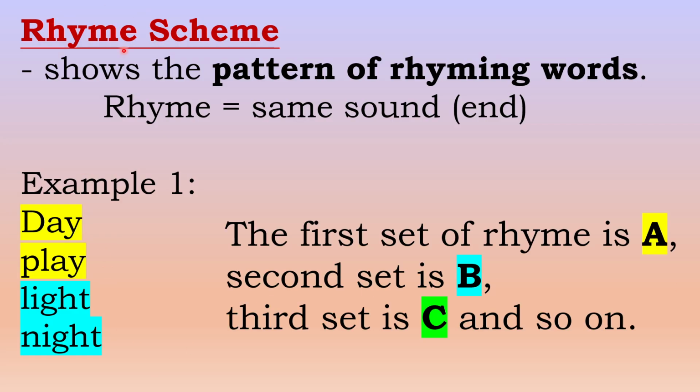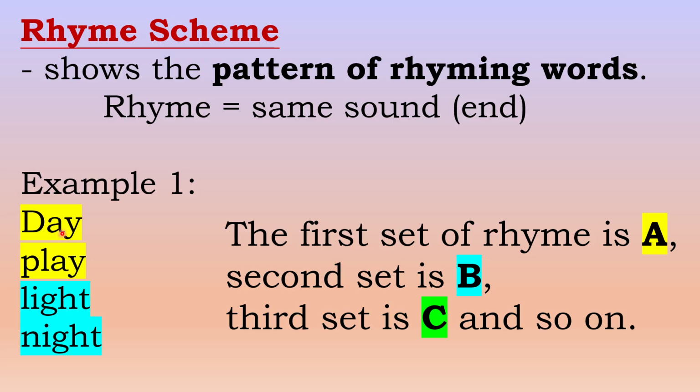So when we have a rhyme scheme, we have a pattern to follow. The first set of rhyme is A, the second set of rhyme is B, and the third set is C, and so on.